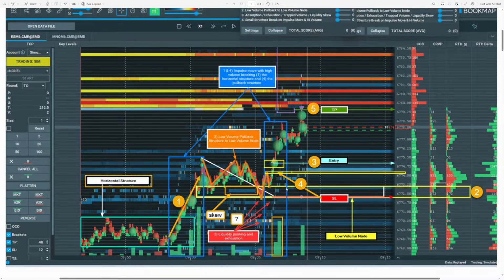But the one thing I do. We haven't mentioned this before too much, but since it auctioned here and failed here, then it's likely to come back up here in my book, in this example, because we already have the impulse move and we've got trades up here already. So I would look for it. I don't know if I would take this one here for sure.